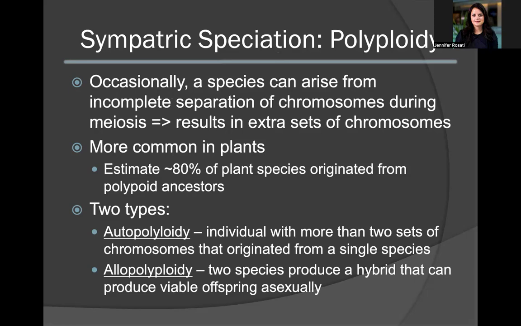There are two main types of polyploidy. In autopolyploidy, this occurs when an individual arises from a single species. However, that individual will have more than two sets of chromosomes, such as 3, 4, or 5 sets of chromosomes. In allopolyploidy, this occurs when two different species produce a hybrid, and this hybrid is considered to be polyploid. It is also considered that this hybrid can produce viable offspring asexually.